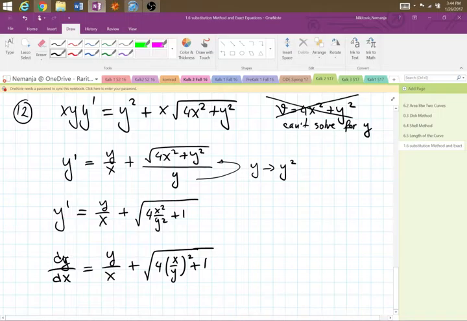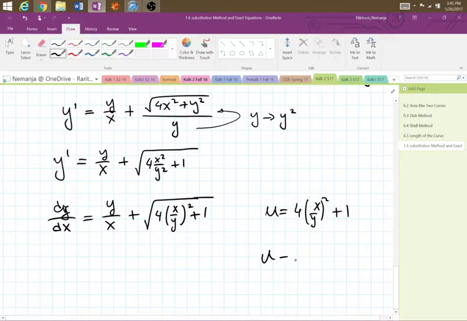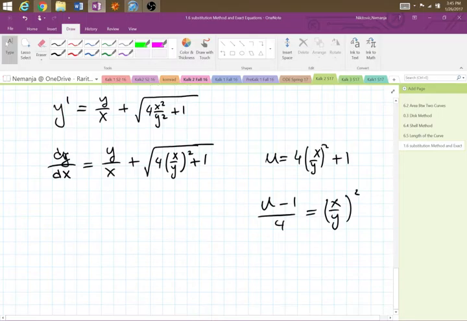Cool. All right. So now, what now? What's the substitution? Want to do the square root? u equals 4 times x over y squared plus 1. Can we solve this for y? Should be able to, right? So now there will be a square root over there.